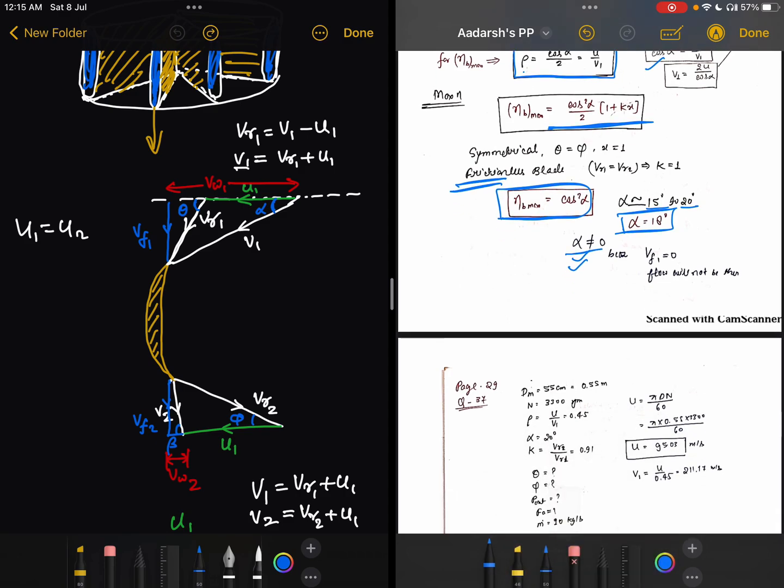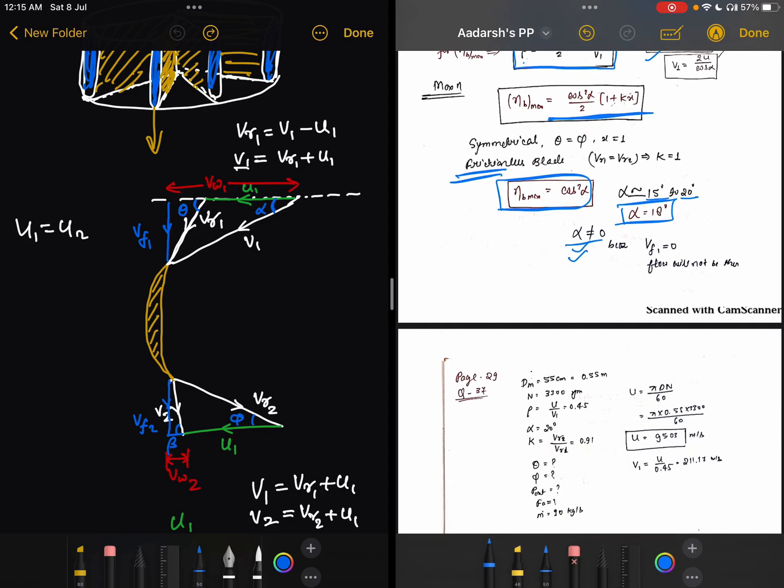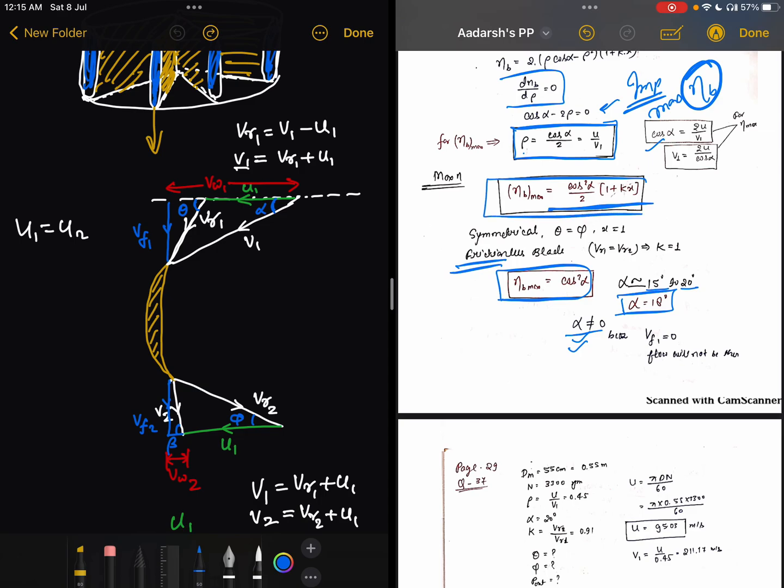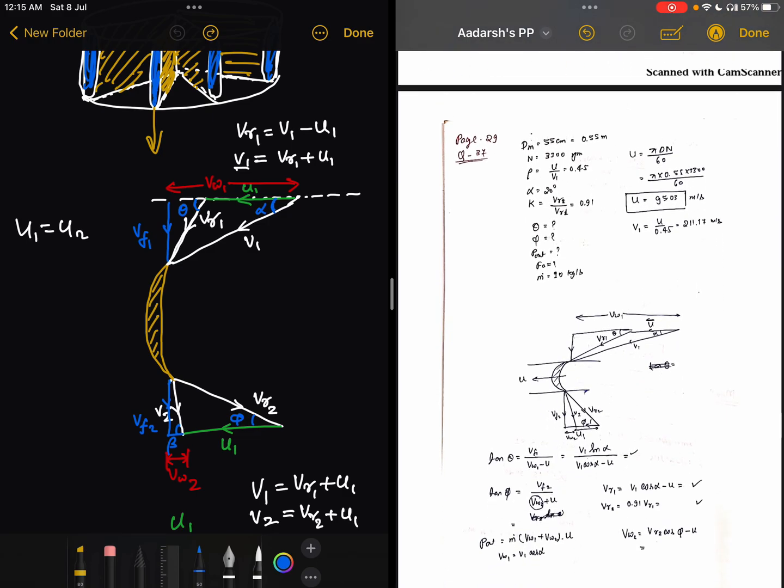Okay, understood? So the main formulas we are getting: maximum blade efficiency is equal to cos square alpha by 2 into 1 plus kx at rho is equal to cos alpha by 2. Maximum blade efficiency is equal to cos square alpha for the frictionless case. Fine.